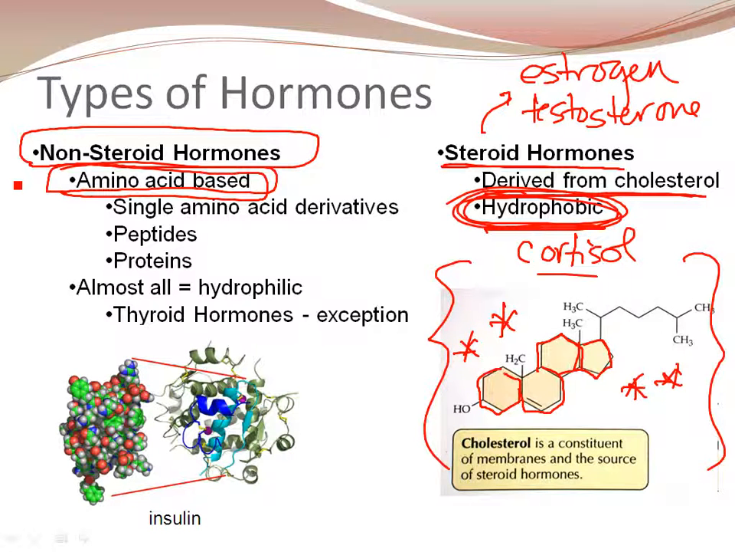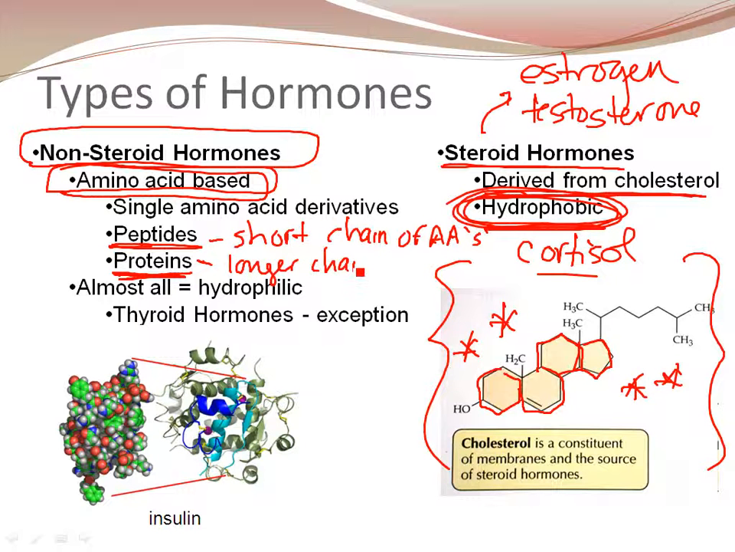Hopefully you guys remember, yeah, of course you do, that amino acids are the monomers or the building blocks for proteins or peptides. A peptide is a short chain of amino acids. Proteins are longer chains of amino acids that fold up into complex three-dimensional structures. That tertiary structure, hopefully you heard a little bit about in Biology 201. So all of these hormones are derived from amino acids.